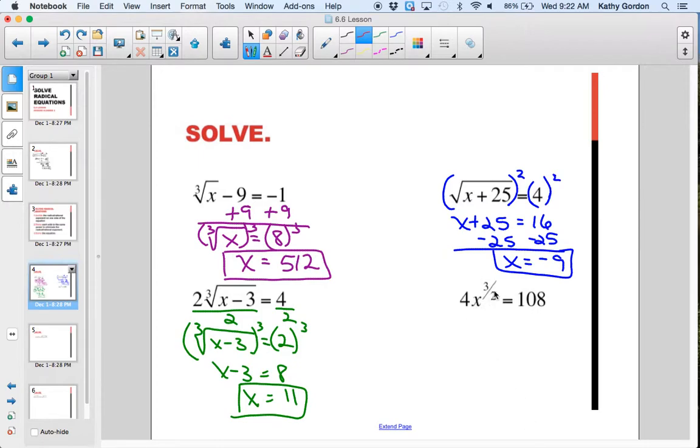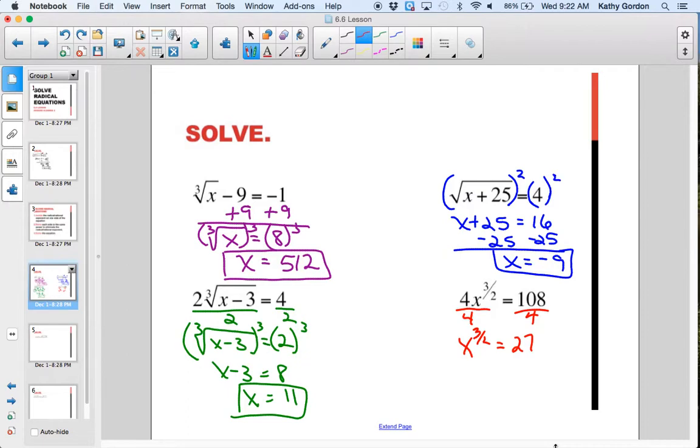Okay, so remember this exponent is only acting on x. The 4 is a coefficient out in front of that. So that means our rational exponent is not really isolated yet. So we need to divide by 4 to get it isolated. So that means x to the 3/2 power is going to equal what? 27. Okay? So now we have it isolated.